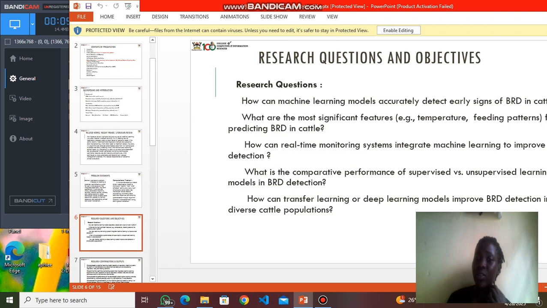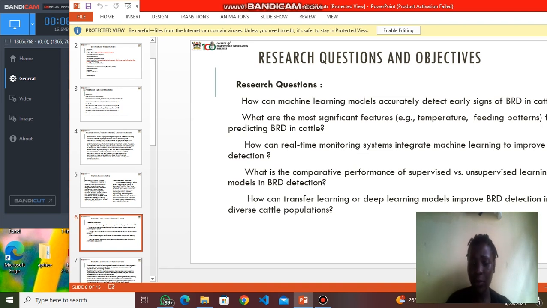So, research questions and objectives. Some of our research questions. One is, how can machine learning models accurately detect early signs of BRD? This moves in line with our goals, as we are mainly focusing on accuracy, efficiency, speed, and the system being reliable. What are the most significant features? Remember, our system revolves around the different features the cattle possess in terms of temperature. Is it high or low? The feeding patterns: is it consistent, or does the cattle take this amount today and a different one tomorrow?